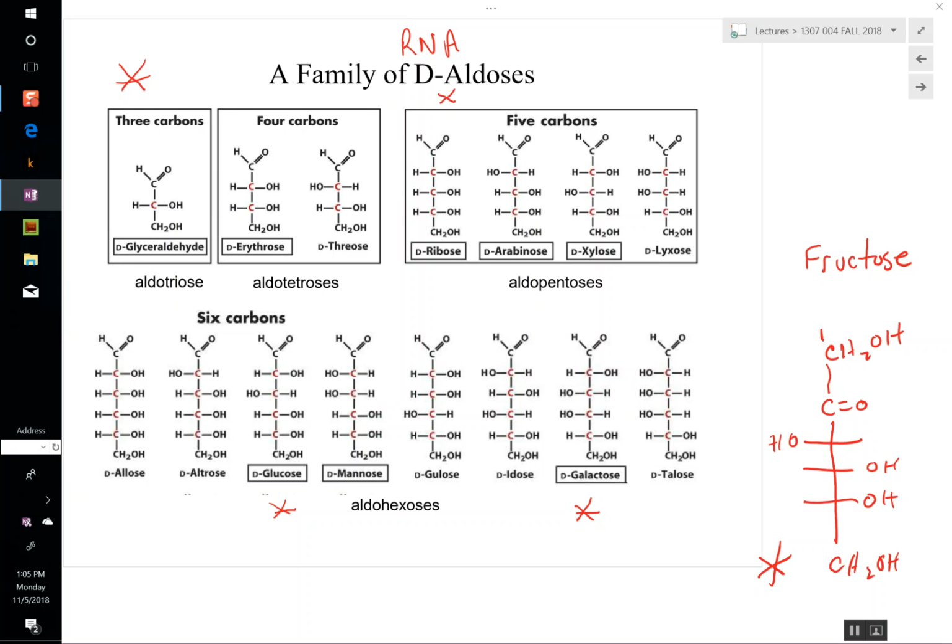So just ribose, glucose and galactose, right? That's it? Right. None of this, okay. Check. Okay, can I move on? Yes.